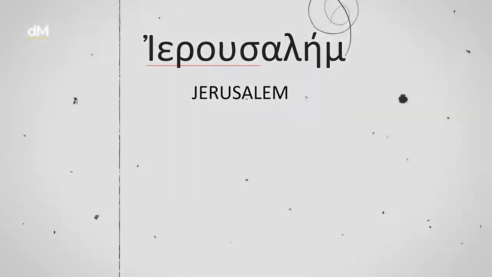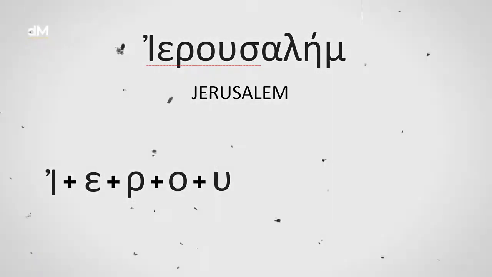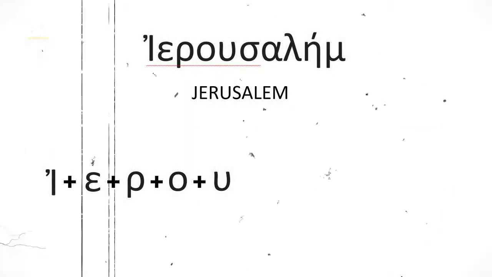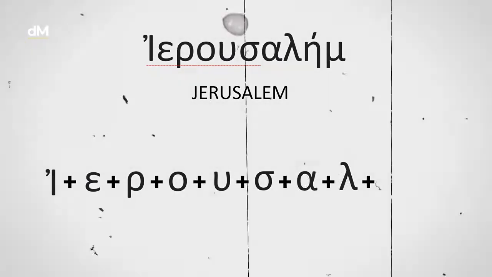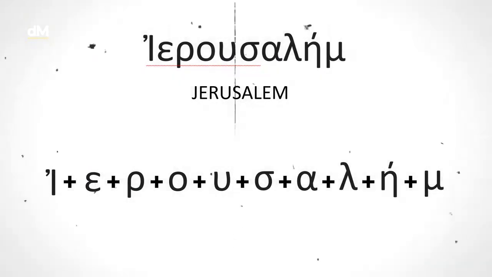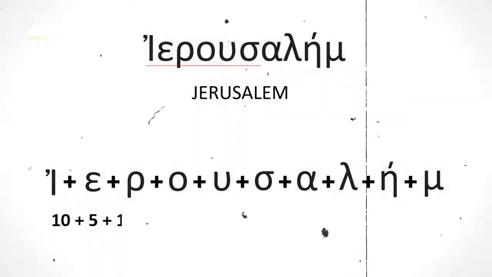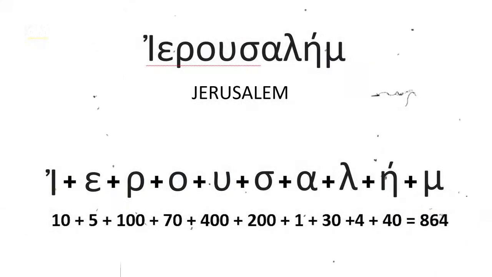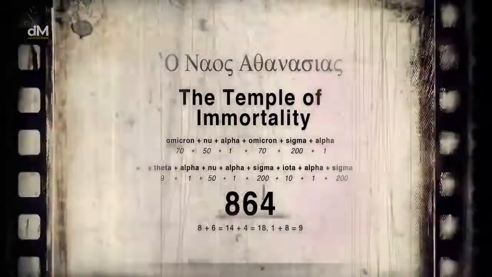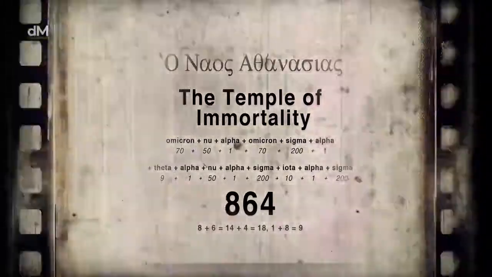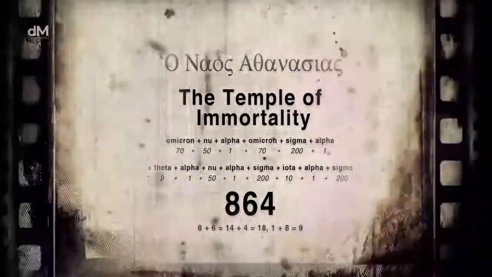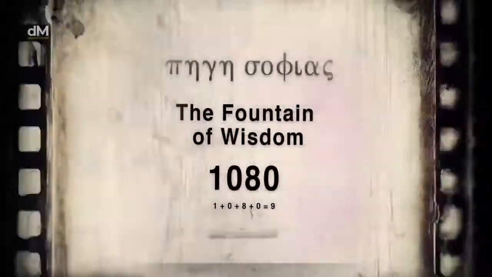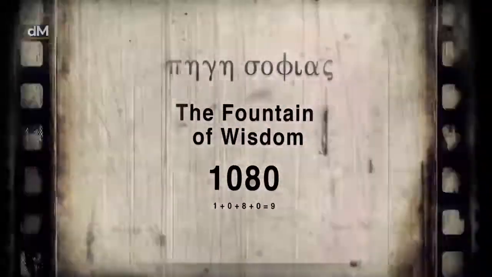Yerushalayim, or Jerusalem: iota, epsilon, rho, omicron, upsilon. This would be the Greek spelling in the New Testament. Sigma, alpha, lambda, eta, and mu. There are the values of the individual letters. Iota, which was 10, epsilon, 5, etc. And when you add those up, you get 864. The Temple of Immortality: if we take that spelling and add it up, it also is 864. The Holy Ghost, To Hagion Pneuma: add up the value of those and you get 1080. The Fountain of Wisdom, Pege Sophias, also adds to 1080.